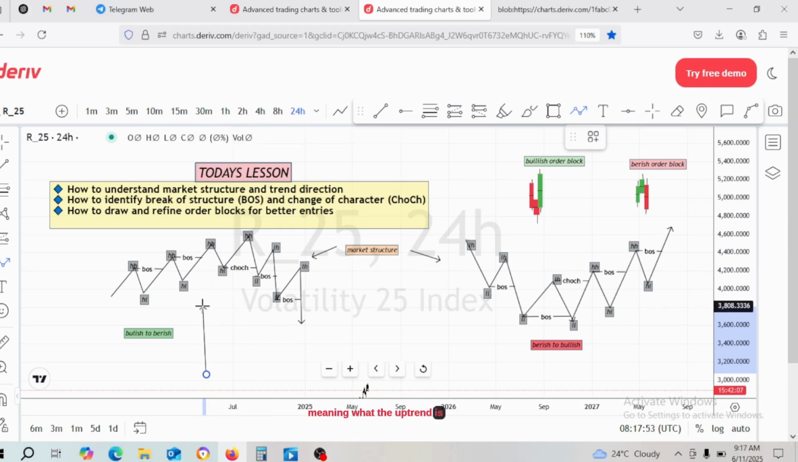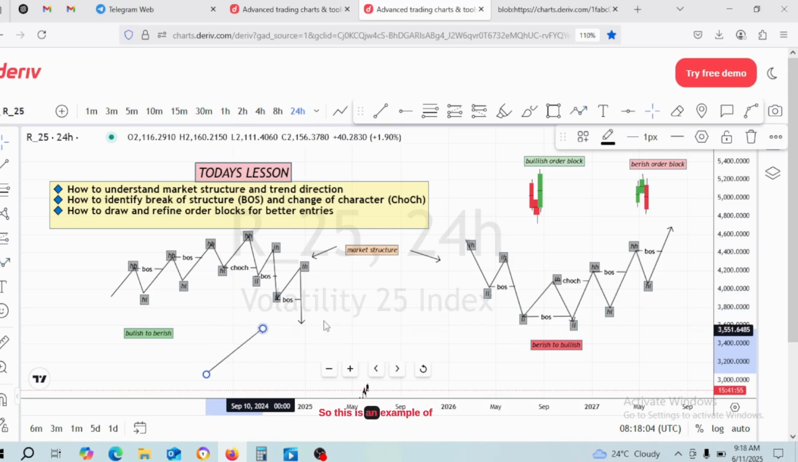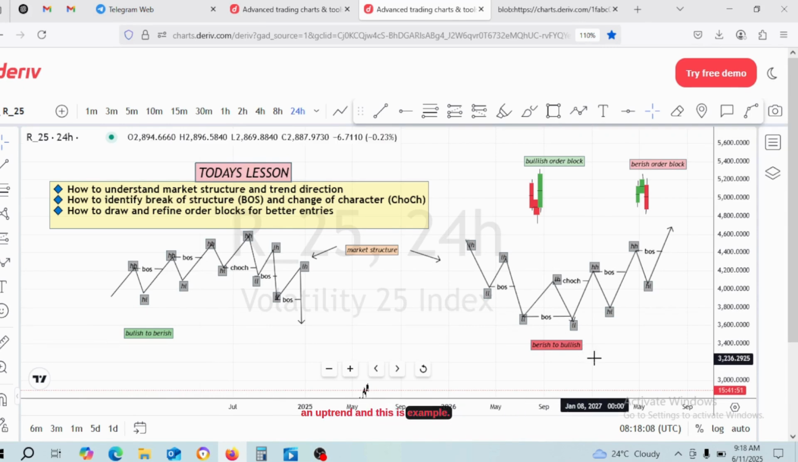The uptrend is coming to an end and we should be expecting a new phase, which is the selling phase. Do you understand, guys? So this is an example of an uptrend, and this is an example of a downtrend, where I marked out bullish to bearish and bearish to bullish.